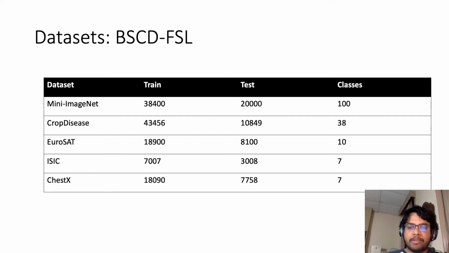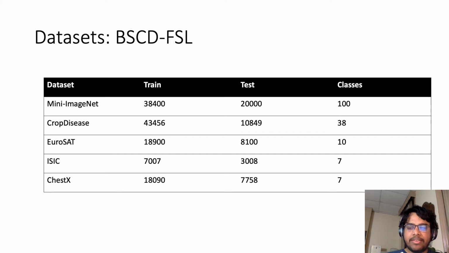We perform experiments on the BSCD-FSL benchmark. This benchmark contains a source dataset, which is mini-ImageNet. Mini-ImageNet is a small subset of ImageNet with 100 ImageNet classes. It has around 38,000 training images. And the few-shot datasets are EuroSAT, CropDisease, ChestX, and ISIC.